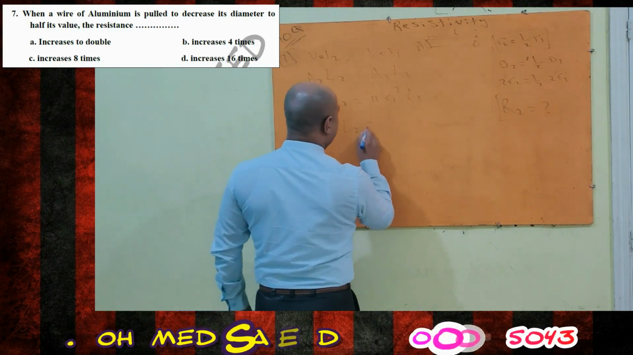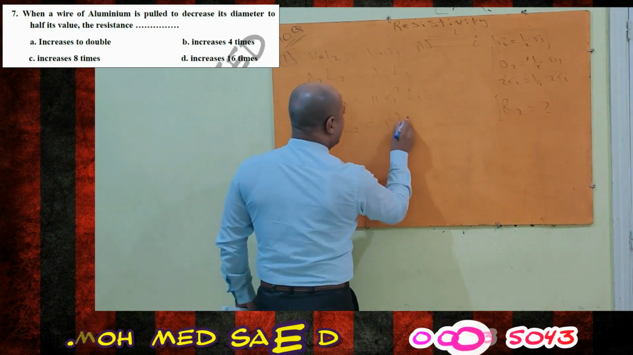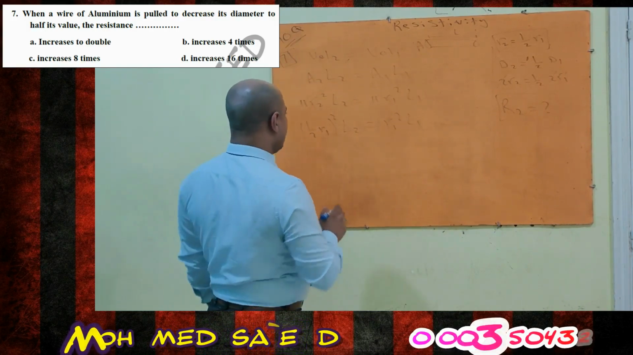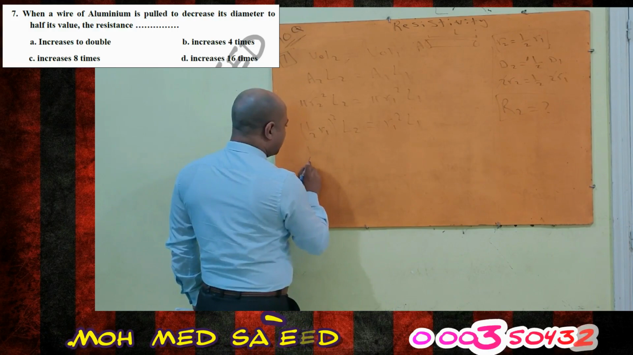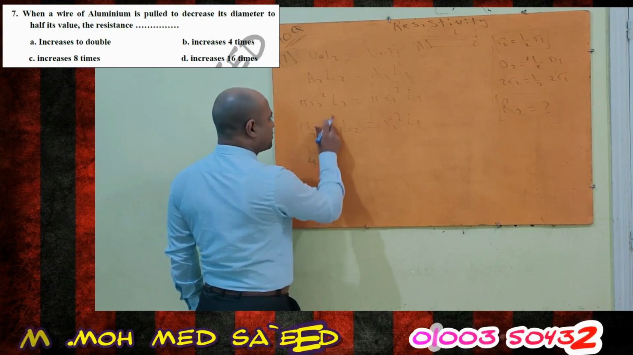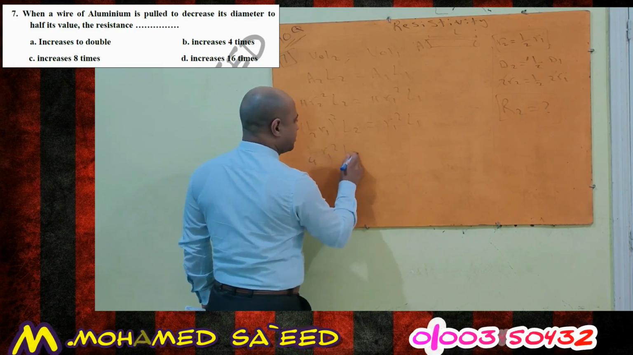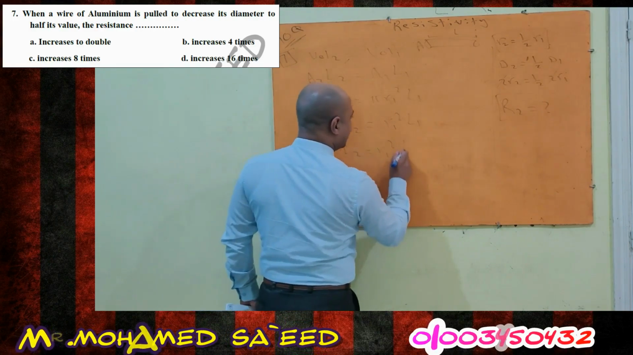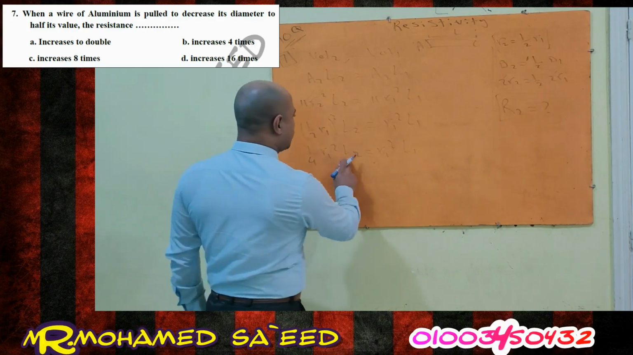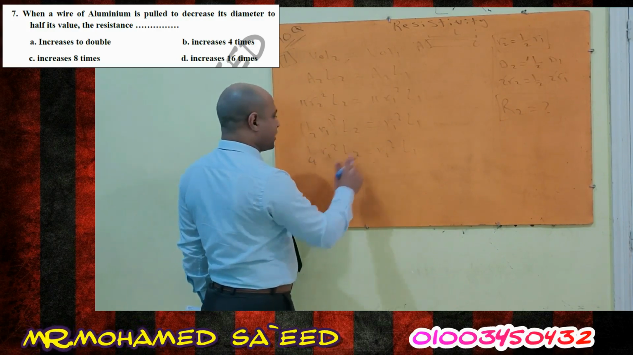You should concern with this, R1² L1. So 1 over 4, since 1 squared is 1 and 2 squared is 4. R1² L2 equals R1² L1. R1² cancels with R1². So L2 equals what? L2 equals 4 L1.